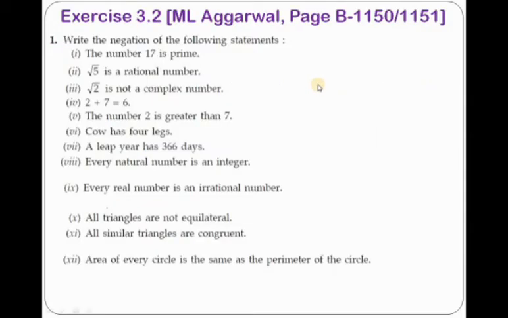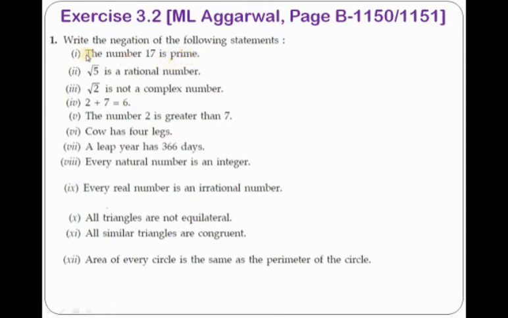Let us see the next exercise, that is exercise 3.2, which is based on your logical connectives. The question says, write the negation of the following statements. The first statement given is: the number 17 is prime. So just put the negation of this. You just need to introduce not here in the appropriate place.